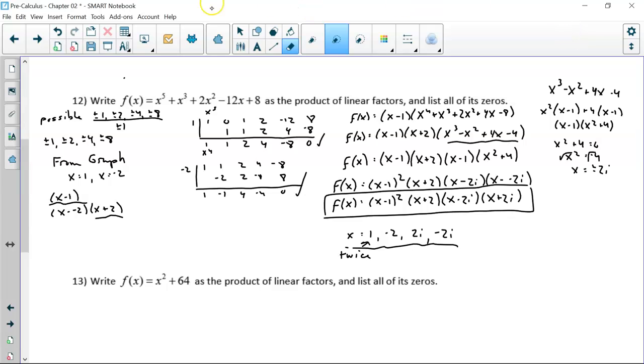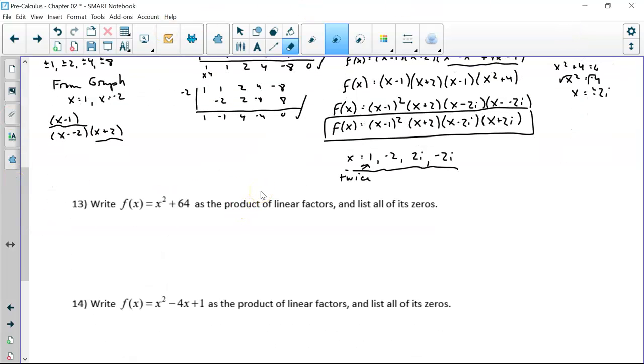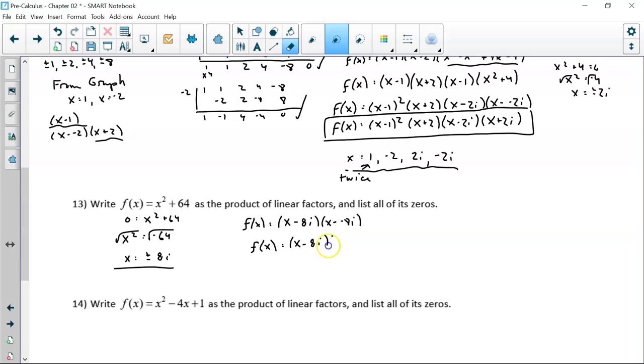Problem number 13. We're going to write this as a product of its linear factors. So now I can see 0 equals x squared plus 64. So x squared equals negative 64. I can take the square root of both sides, so x equals plus or minus 8i. There's our zeros. So the linear factors, f of x equals, remember, we're just subtracting the zeros from x. X minus 8i, x minus negative 8i. So it's x minus 8i and x plus 8i. Those are the linear factors for that.